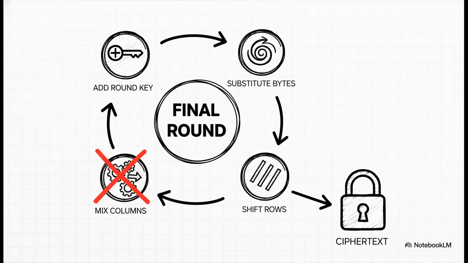So this whole four-step dance repeats over and over again, 10, 12, or 14 times. But here's a cool little detail. On the very last round, it skips that MixColumns step. And there's a really good reason for that. It's what makes the whole thing reversible, so you can actually decrypt the message later. After all those rounds are done, what you're left with is the final, incredibly secure ciphertext.